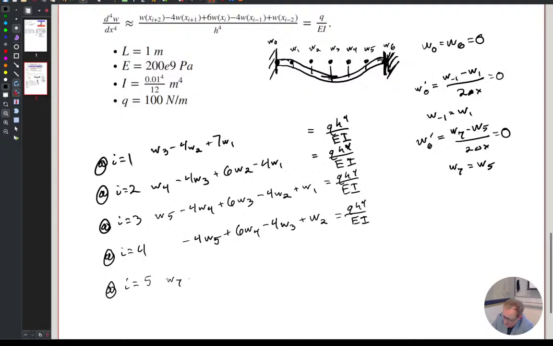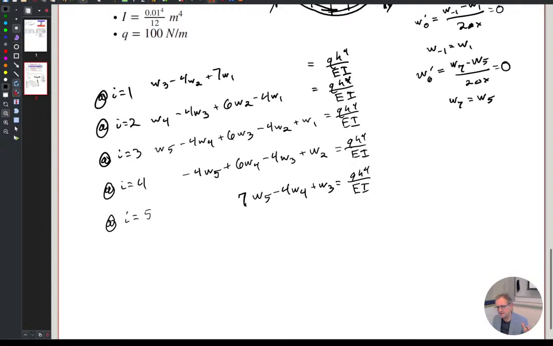Now I have a W7 minus 4W6 plus 6W5 minus 4W4 plus W3. It's all QH to the 4 over EI. Last equation that we need. So W6 goes away. That one's nice. Next one, 0. And then the W7 is W5. So we end up with a 7W5 there.